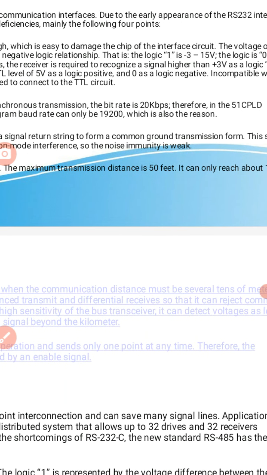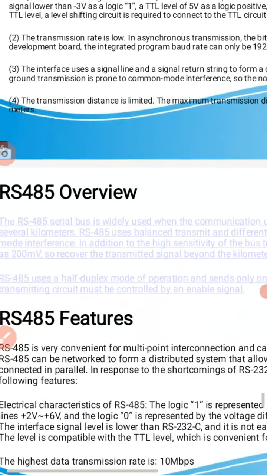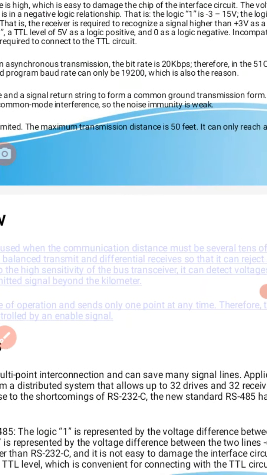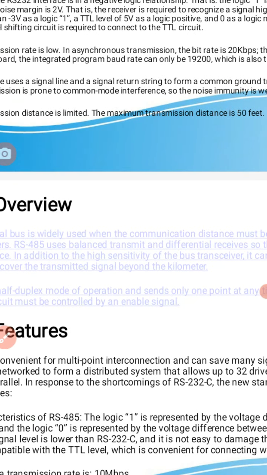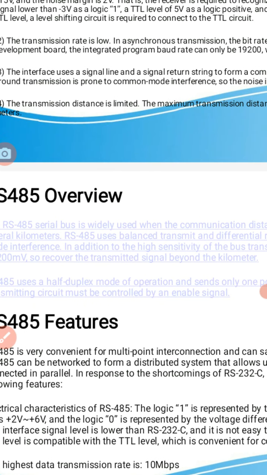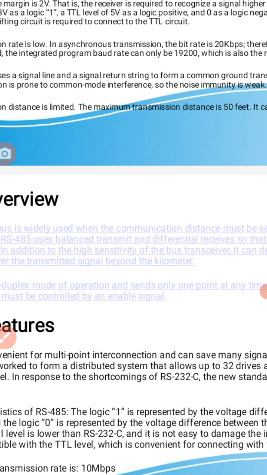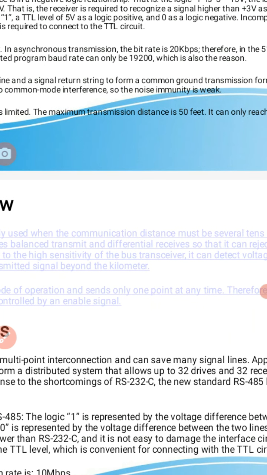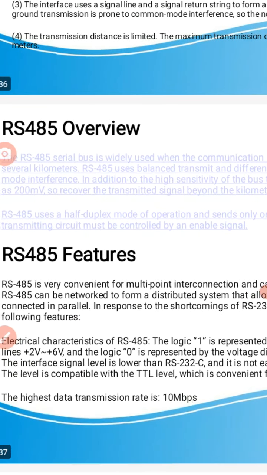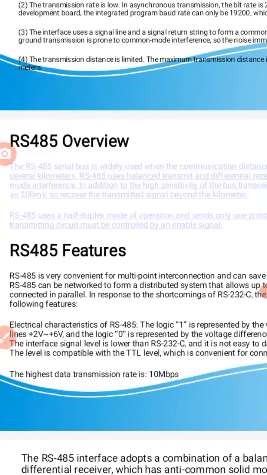Third reason, the interface uses a signal line and a signal return line to form a common ground transmission form. The common ground transmission is prone to common mode interference, so the noise immunity is weak. The fourth drawback, the transmission distance is limited. The maximum transmission distance is 50 feet. It can only reach about 15 meters or so.